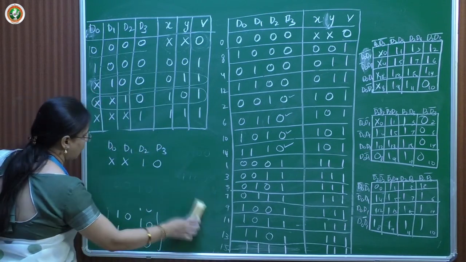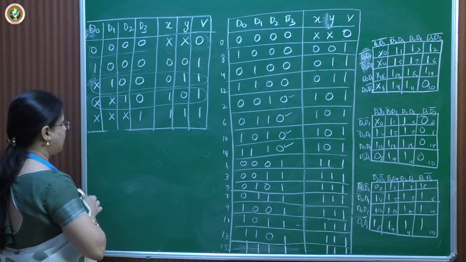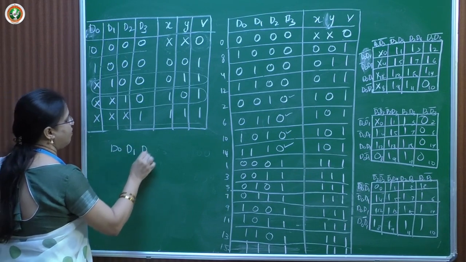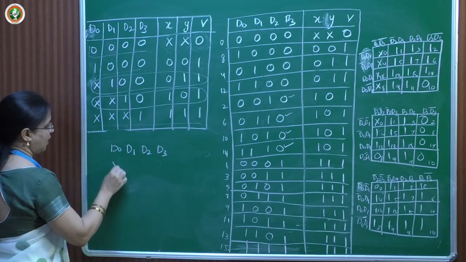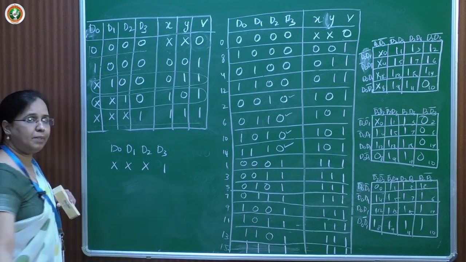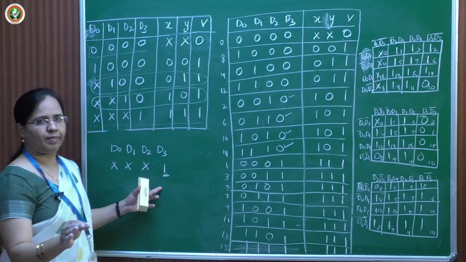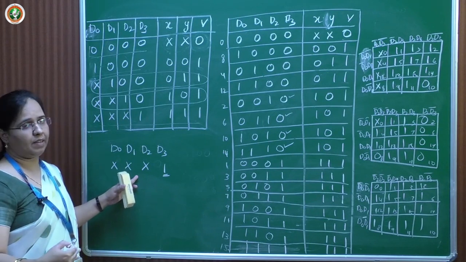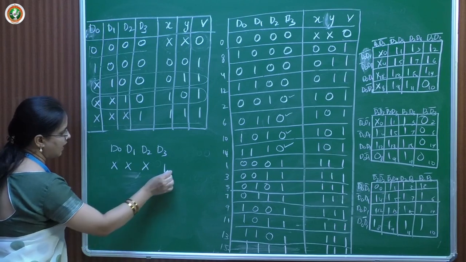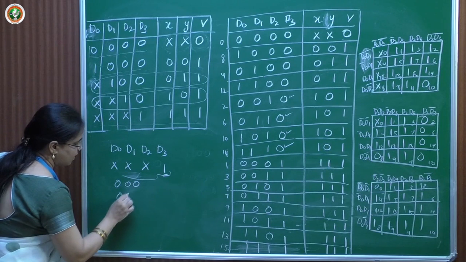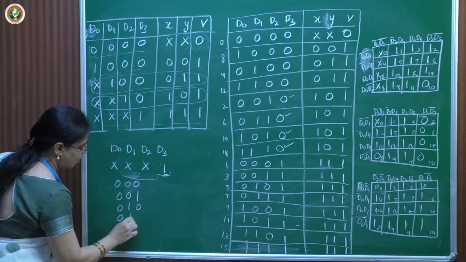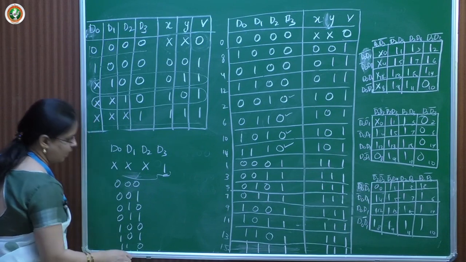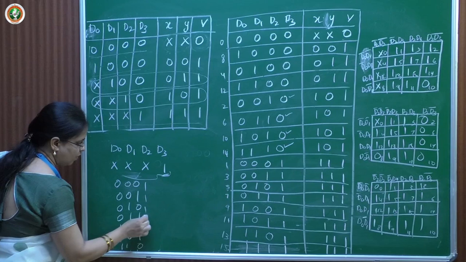In a similar fashion, let us make the entry for the next row. By this time you might have guessed what the entry will be. They are saying 3 X's and 1. What is the meaning of this? D3 value should be 1. These 3 values can be anything. When I have 3 inputs, how many combinations will I get? 8 combinations: 000, 001, 010, 011, 100, 101, 110, 111. And what is the D3 value? All values are 1 here.